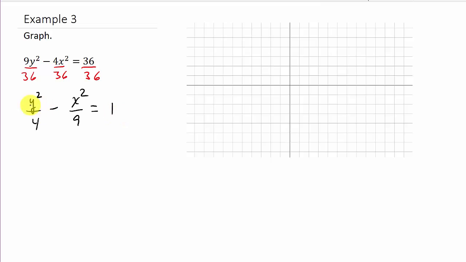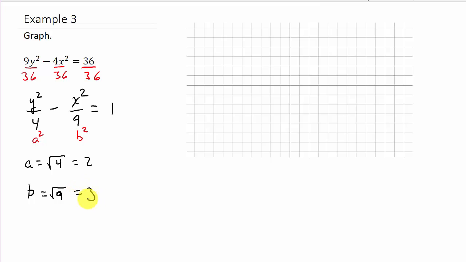With this, we know the hyperbola is going to open up and down because we've got the y term first. We've got to get a and b. So remember, this is a squared and this is b squared. So a is equal to, well, if a squared is 4, then a is the square root of 4, which is 2, and b, well, if b squared is equal to 9, then b is the square root of 9, which is 3.